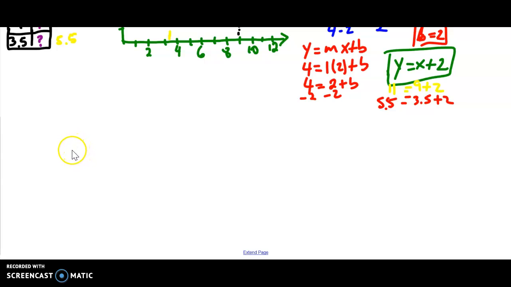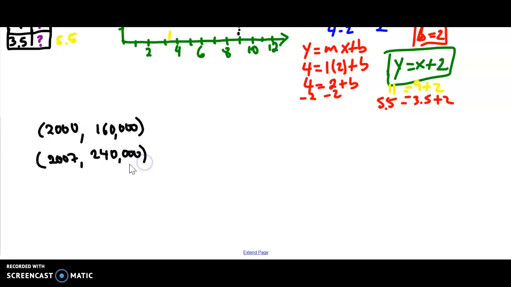So housing, and I'm talking about money, and I'm talking about years. So here's what I was given according to the problem. I was given that in year 2000, a median price for a house was $160,000. And then in 2007, the median price was $240,000. So to be building this problem, I need to remember that x is years since 2000. That's where I'm starting. And y is money.